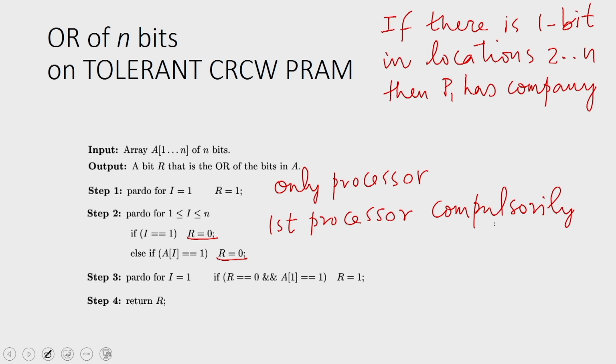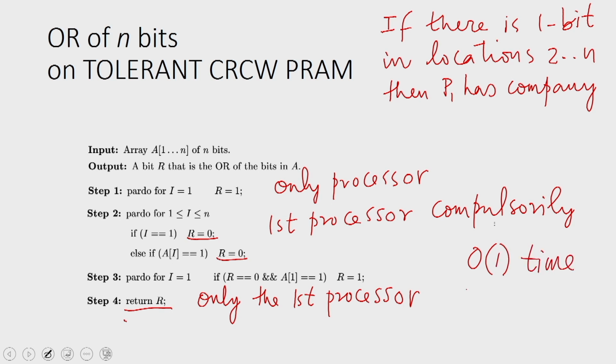In the fourth step, the return will have to be performed only by the first processor. So, here this is wrong, only the first processor should be returning the value, or any one of the processors. This has to be conditional. It should be pardo for I equal to 1, return R. So, only the first processor will be returning the value. So, the algorithm works correctly in order of 1 time using n processors.